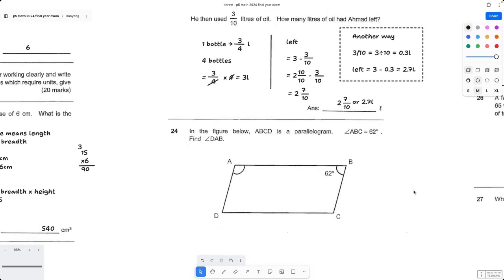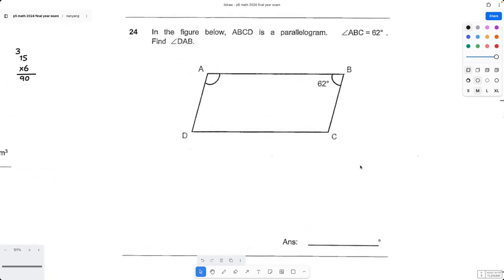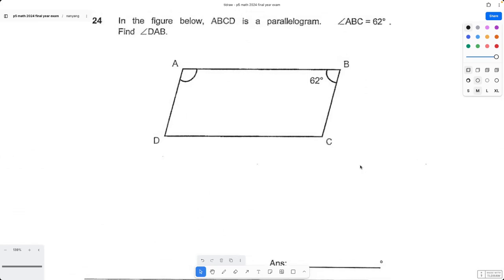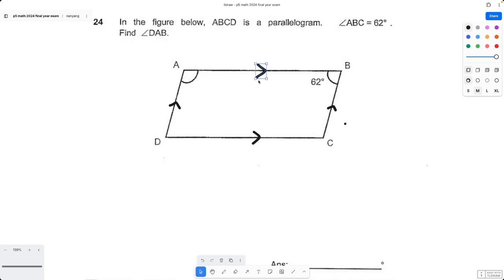All right. So let's move on to question 24. In the figure below, ABCD is a parallelogram. So that means we just have this, make it solid. So parallelogram like this, and then the other side also parallel like this. Okay, so ABC is 62 degrees.